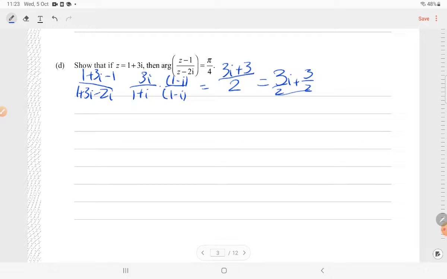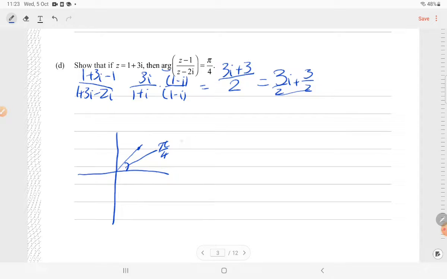So what this argument is saying is, in an Argand diagram like this, 3 over 2 i plus 3 over 2, the point (z take away 1) over (z take away 2i) will be here, and the angle between here and here will be pi over 4.